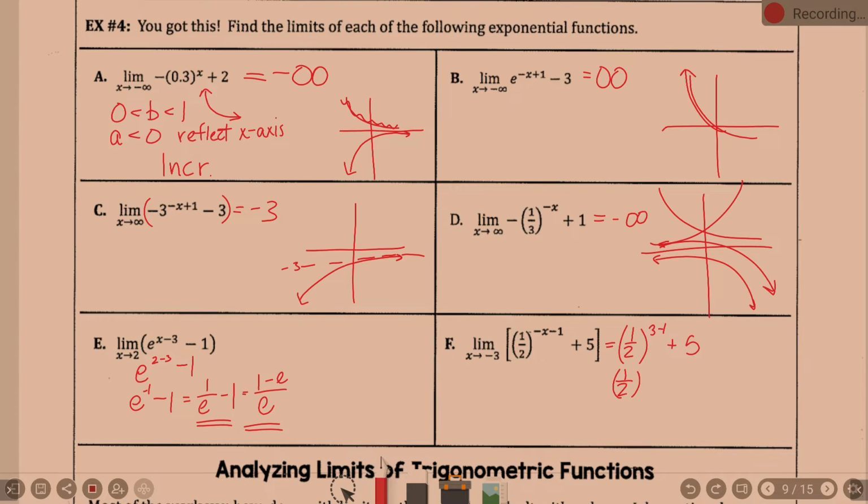1/2 to the second plus 5, yes? Without your calculator, give me a nice neat answer here. 21 fourths. Let's give it a second, guys. Without the calculator. Process it for yourself for a moment.